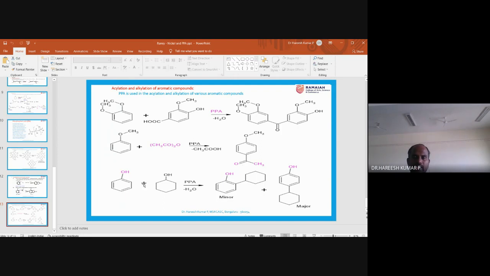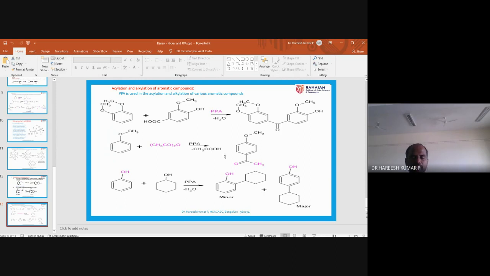Similarly, suppose we are treating phenol and cyclohexanol. You know that the role of PPA is to remove water, OH and H from the ortho position, OH and H from the para position. So two products are formed. You know that the cyclohexyl group is a bulky group. The bulky group occupying the ortho position to the hydroxy, because of steric hindrance, this product formation is less, whereas this product is more because the bulky group is away from the hydroxy group.